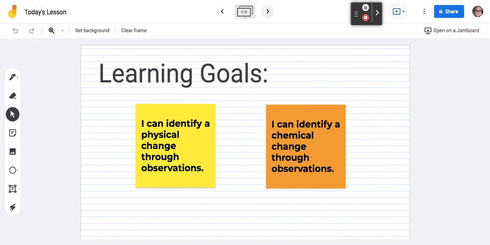So our learning goals today: I can identify a physical change through observations, and I can identify a chemical change through observations. So today we're going to be looking at different changes that occur with matter and using our five senses to figure out if it's a physical change or a chemical change.